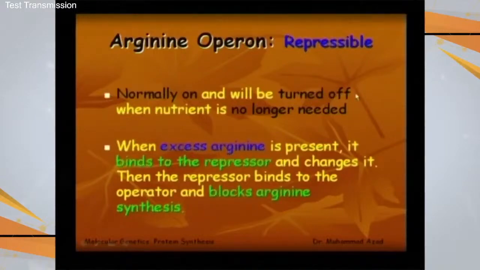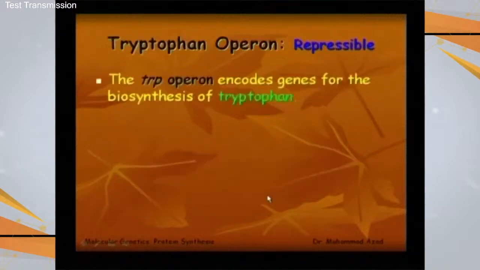and will be turned off when nutrient is no longer needed. When excess arginine is present, it binds to the repressor and changes its shape. Then the repressor binds to the operator and blocks the arginine synthesis. So another repressible operon is the tryptophan operon.